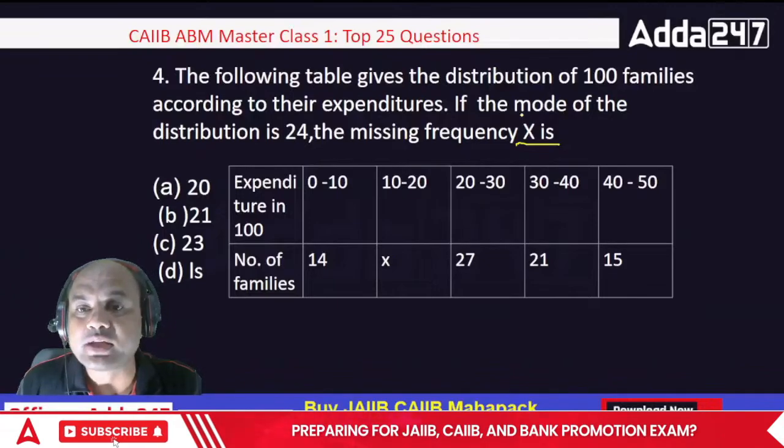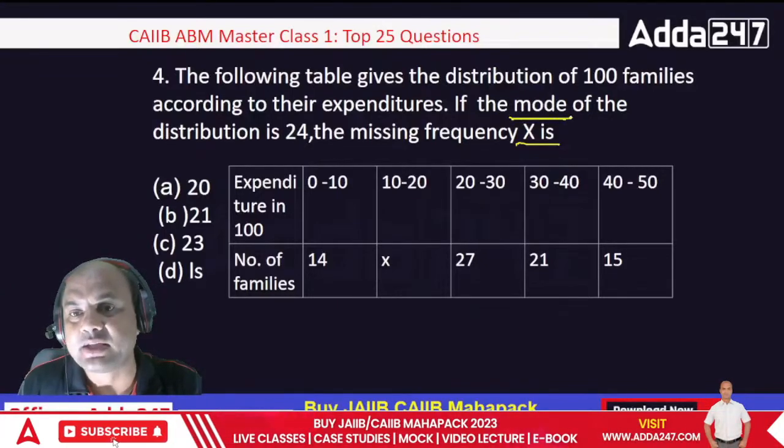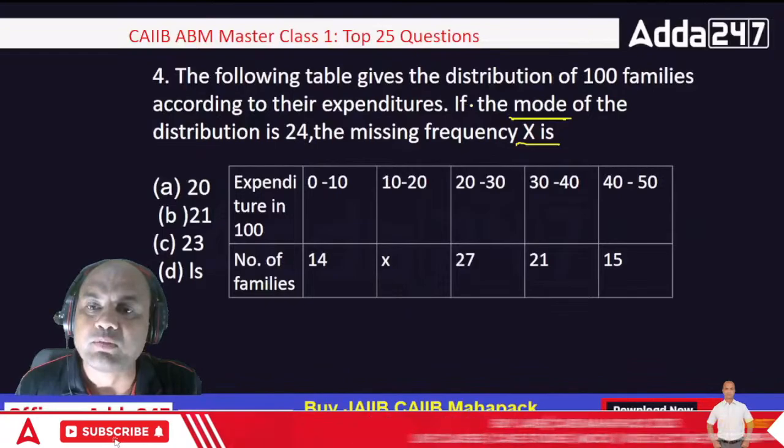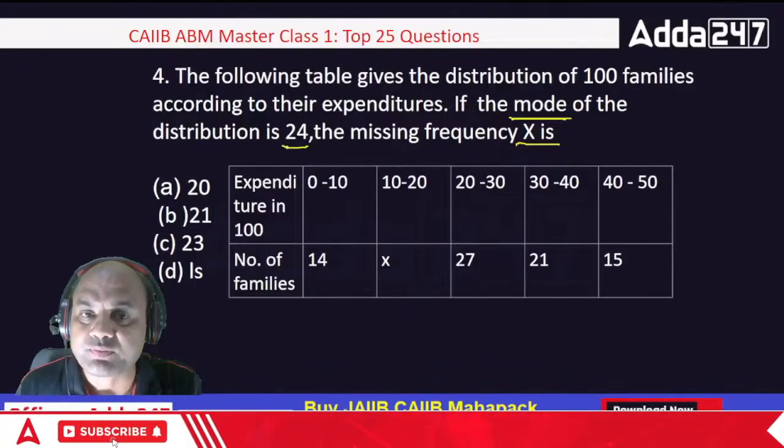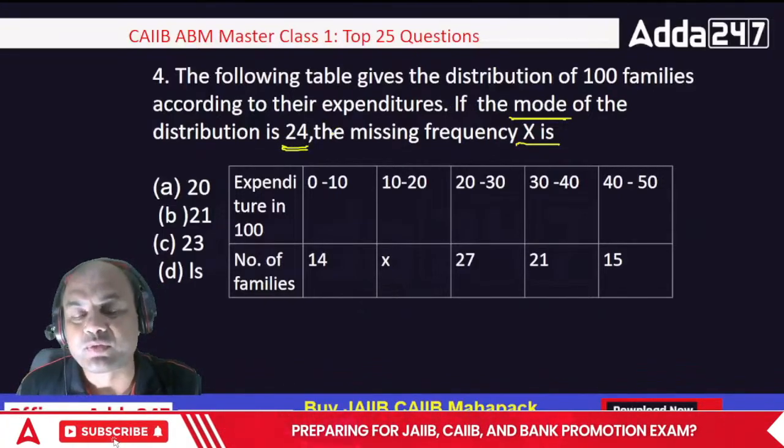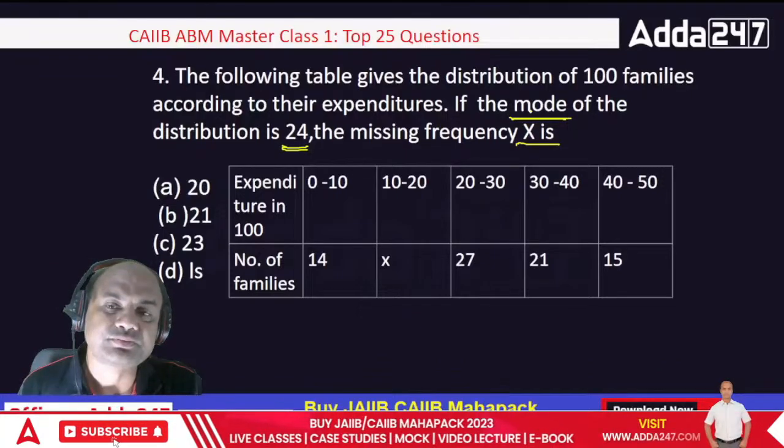What is given? Mode is given. See this. Total number of families is 100. Then mode is given as 24. Okay. Now what do I have to find? I have to find the value of X.